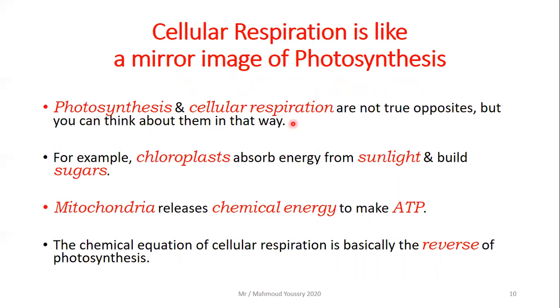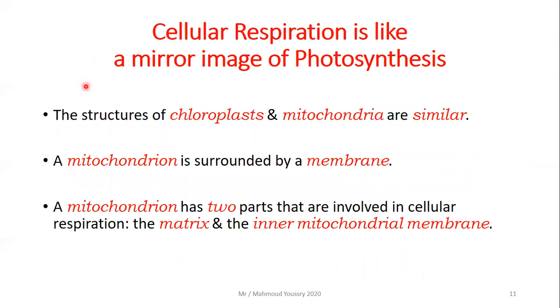Photosynthesis and cellular respiration are not true opposites, but you can think about them in that way. For example, chloroplasts absorb energy from sunlight and build sugars. Mitochondria release chemical energy to make ATP. The chemical equation of cellular respiration is basically the reverse of photosynthesis, and we will see it by the end of this session. The structures of chloroplasts and mitochondria are similar to each other.